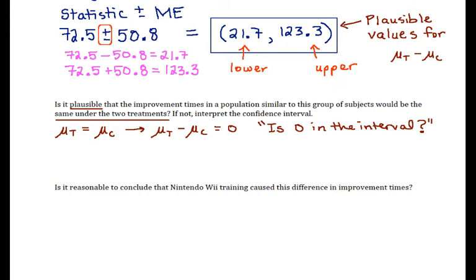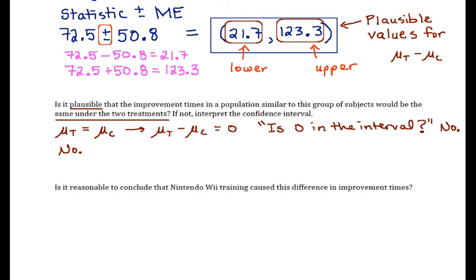Anytime we have one of these questions about whether something is plausible, we want to figure out what value it is that we're checking to see whether it's in the interval. In this case, our interval starts from a positive value and it ends at a positive value. For 0 to be in this interval, it would have to start from a negative value and end at a positive value. So 0 is not in the interval, and therefore the answer to this whole question has got to be no. Because 0 is not in the interval, it's not plausible that these are the same.